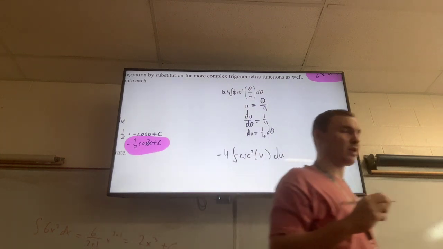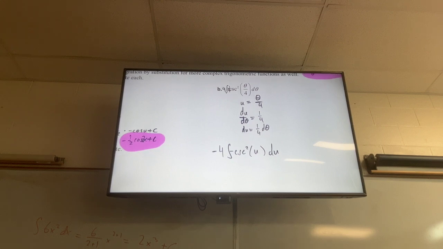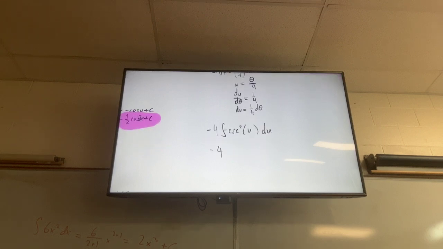I can't algebraically change the value of anything, okay? So you can multiply something by 1, right? You can multiply something by -1 twice, the same thing as multiplying it by 1. All right? So then that's -4. Taking the antiderivative, you get cotangent of u plus c. Or -4 cotangent theta over 4 plus c.